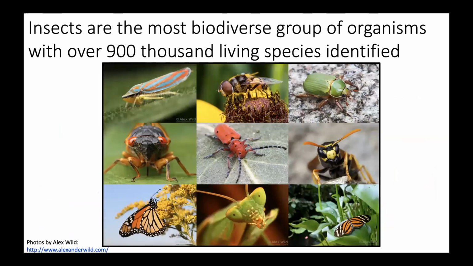So as you can see, this is just 9 pictures, kind of like the Brady Bunch. This is by photographer Alex Wild. And it's just to show how diverse insects are, the colors, the shapes, the features. I mean, they're just amazing creatures. It's said that there's probably about 1 million species that have been identified. And there's ones being identified each day.